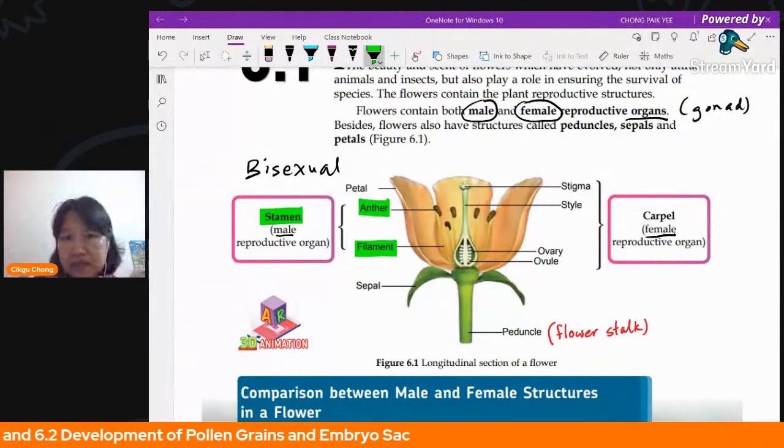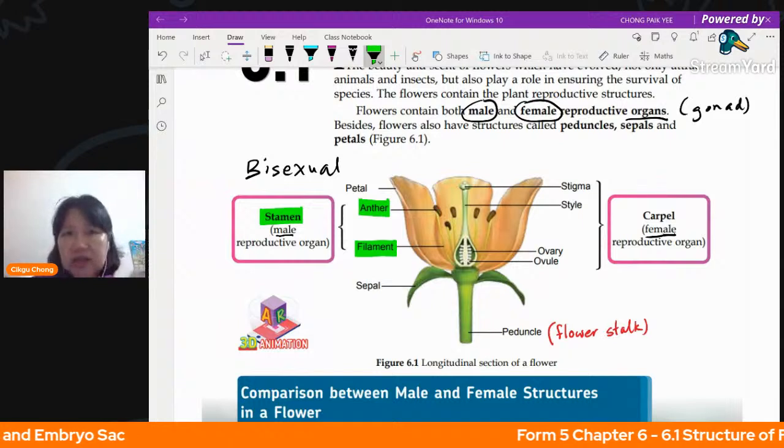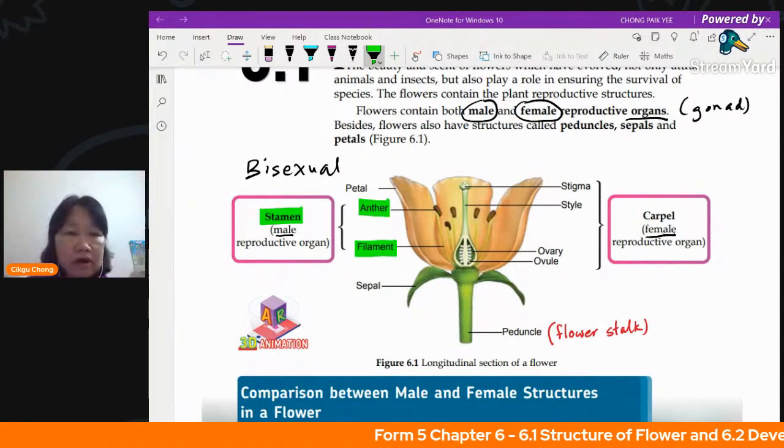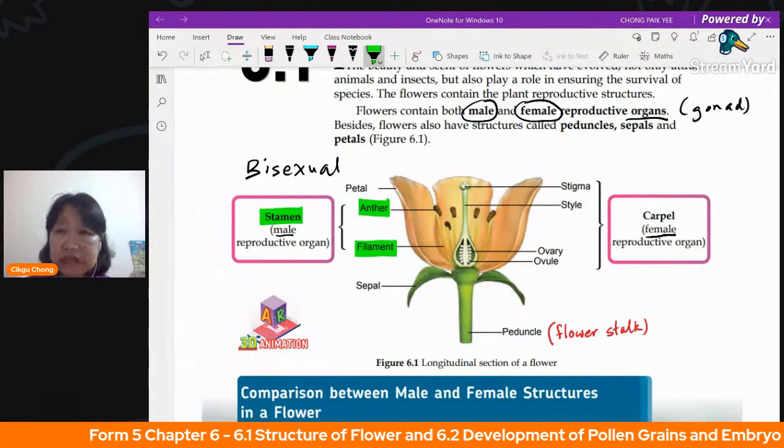Inside the testes, you have sperms, correct? So inside the anther, you will have the pollen grain. So the pollen grain is like the sperm.